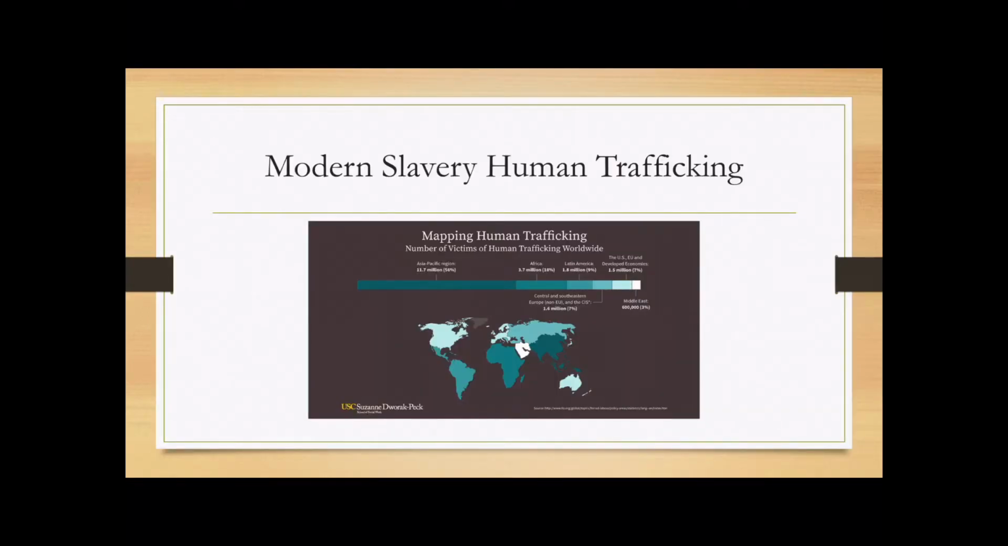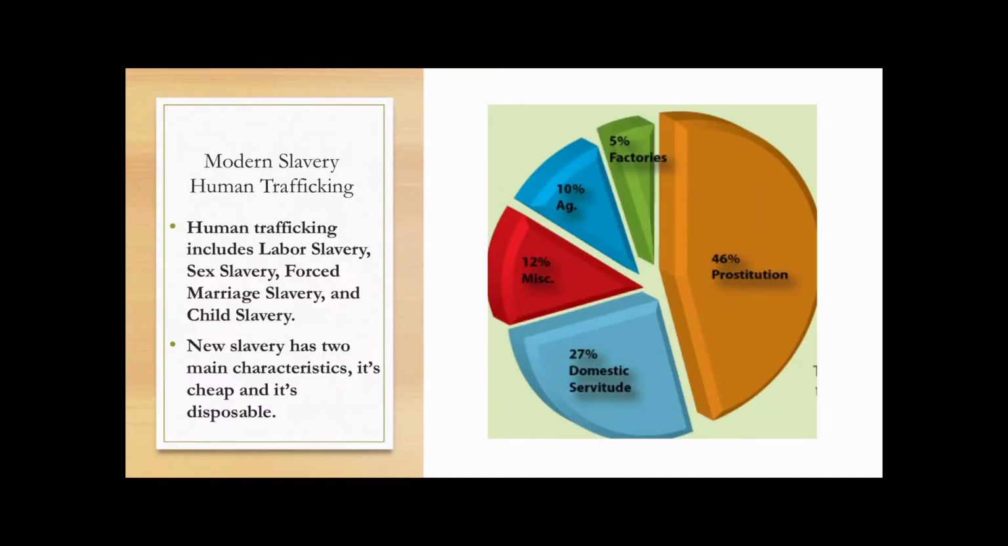Today, slavery is similar to and different from the one of the antebellum period. There are tens of millions of people trapped in various forms of slavery throughout the world today. There's an estimate of 40 million people enslaved worldwide. Human trafficking includes labor slavery, sex slavery, forced marriage slavery, and child slavery.